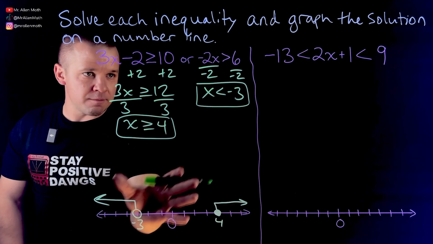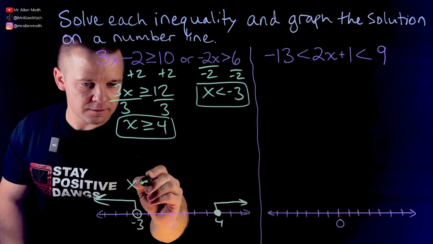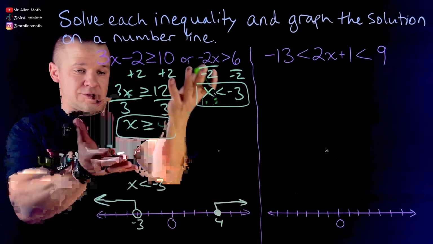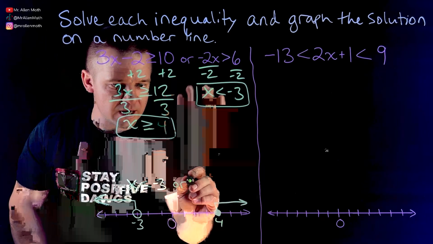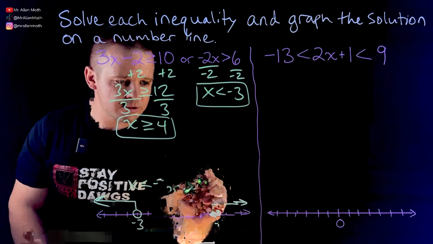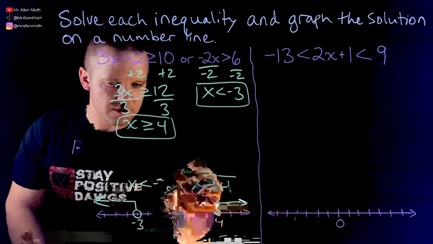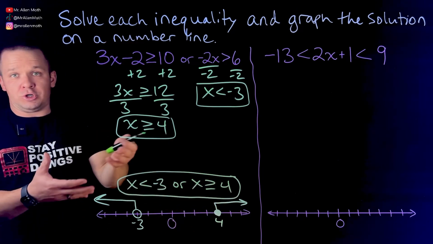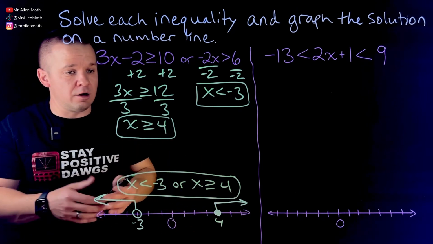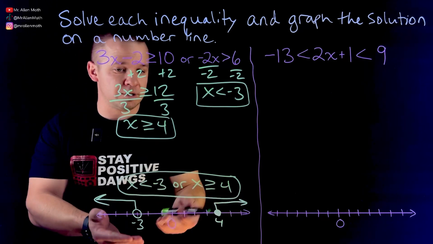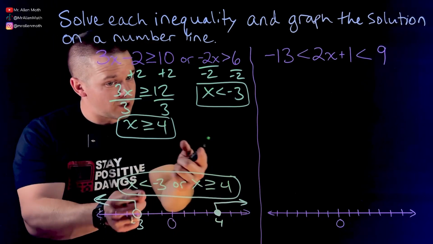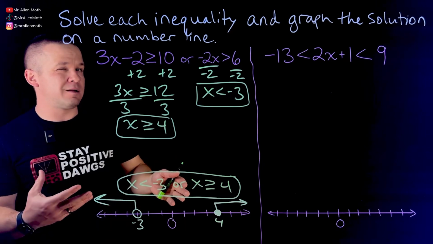I'm going to first write my x is less than negative 3, and then because there's this gap here, and it also started out as an or statement, I'm going to have or x is greater than or equal to positive 4. So this is my written solution here, and then my graphed solution. They show the solution in different ways. Nice and visual here with the graph, and then I've got some cool inequalities that everybody seems to forget which direction they go. So please pay close attention to that.